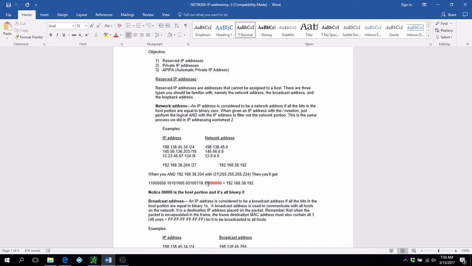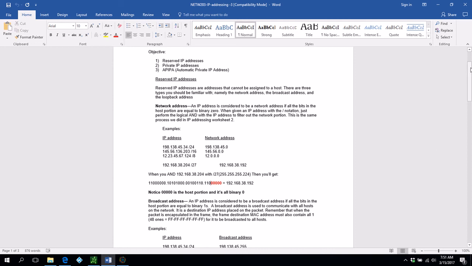So what you do is break it up in binary and put a wall where the /27, for example, is. You count how many bits and you stop, and you look at the right-hand side. Is it all zeros? If it is all zeros, it's a network address. If it's not all zeros, then it's a host. Now, if it's all ones on the other side, then it's a broadcast address.